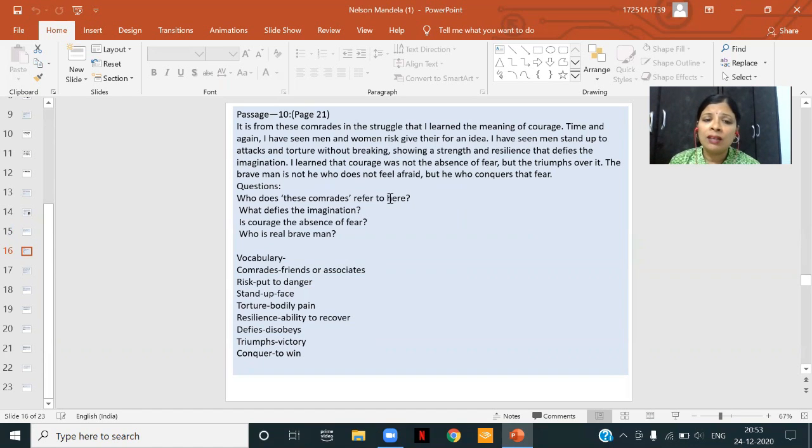Here, Nelson Mandela says that from his comrades, that is, from his friends or countrymen, he understood how people stood up or risked their life for one idea. He drew motivation and inspiration from those men and women who gave up their life for their country. He also says that he witnessed how men stood up against attack and torture without breaking, showing strength and resilience that defies imagination. For Nelson Mandela, it is very exemplary how people stood up against torture.